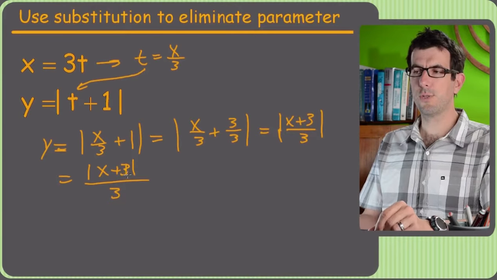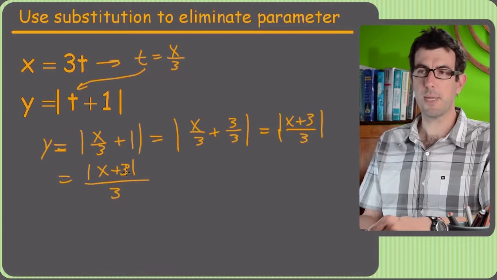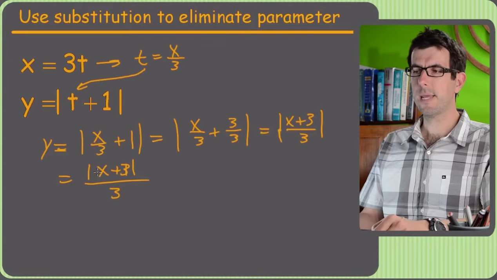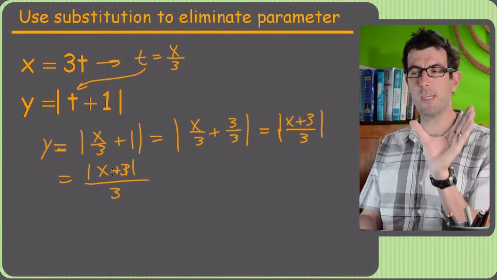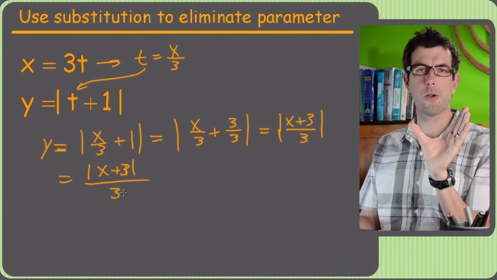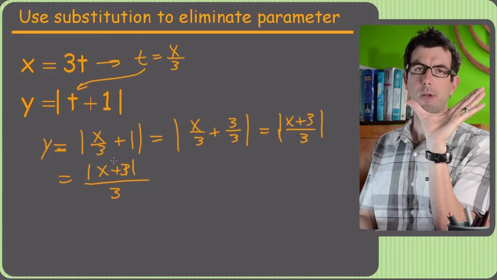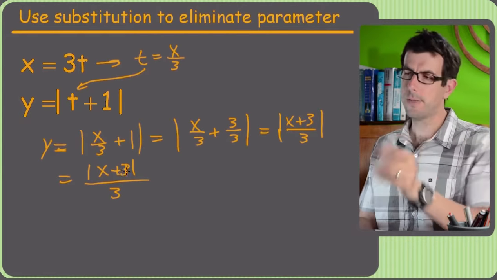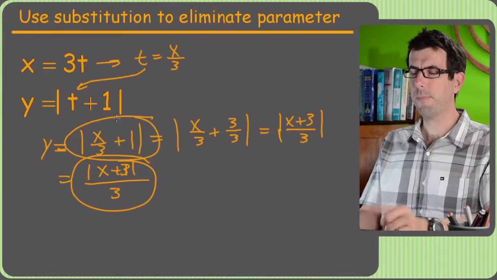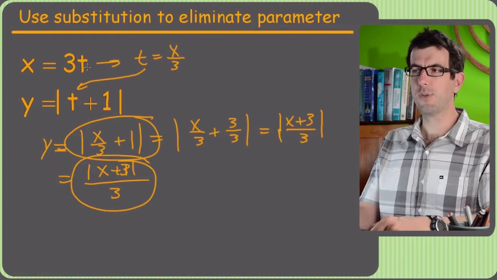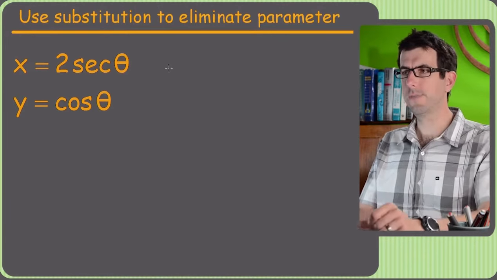That's a nice thing to do just because it makes it more obvious what the graph would look like. If you know how to graph parent functions and transformations, you would say, oh, look at that, that's an absolute value. So if this was y equals this stuff, then that's an absolute value V shape, multiplied by 1/3, which makes it a lot flatter V, and then it's shifted to the left 3. So that's the advantage of writing it in this form instead of this form. But either way, once again, we just solved for t, got t in terms of x, and then plugged that in for t in the y equation.